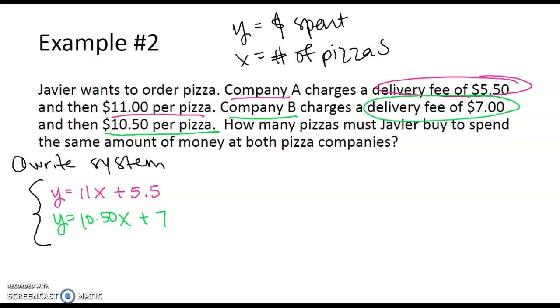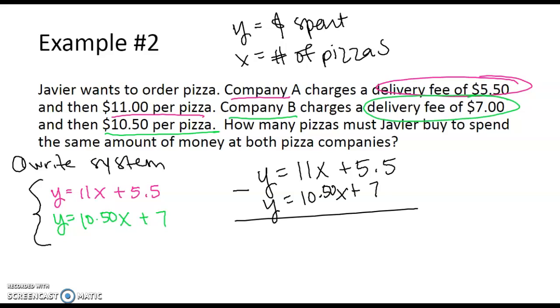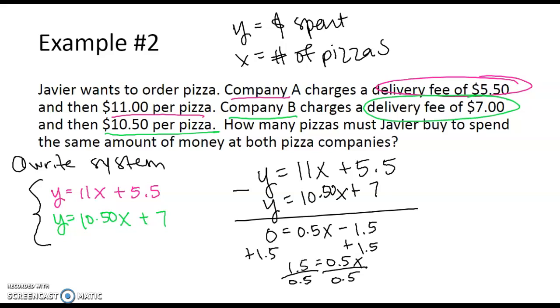So for this one, I'm going to use elimination. So we have y equals 11x plus 5.50 and y equals 10.50x plus 7. If I subtract these two equations, my y's cancel out, so I get that 0 equals 0.5x minus 1.5. If I add 1.5 to both sides, I get that 1.5 equals 1/2 x. I can divide both sides by 1/2, and I get that x equals 3.